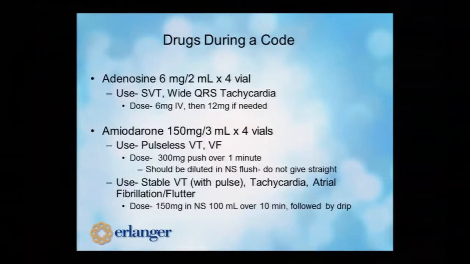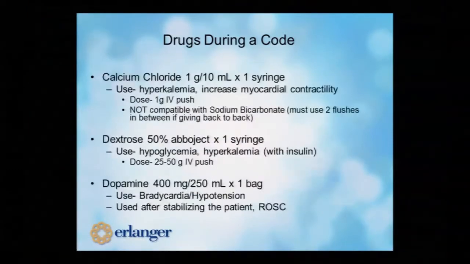The second indication for amiodarone is if they have stable VTAC with a pulse, if they just have general tachycardia, or if they're in AFib or A-flutter. That would be when you mix 1 vial with a 100 mL bag of normal saline, and it goes over 10 minutes. What actually happened is they wanted to give the 150 push in the patient that just came back, got ROSC, and they were stable. So you always have to be paying attention to what's going on, and when they ask for an IV push, you have to say, hey, that's not actually how we do it. Make sure you're paying attention to not only what they want, but what we need to be doing.